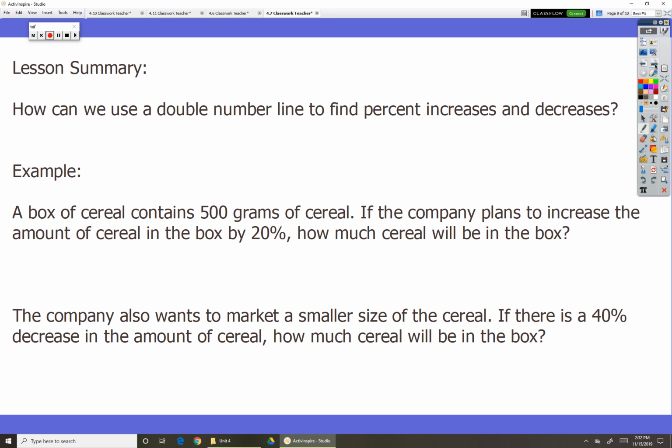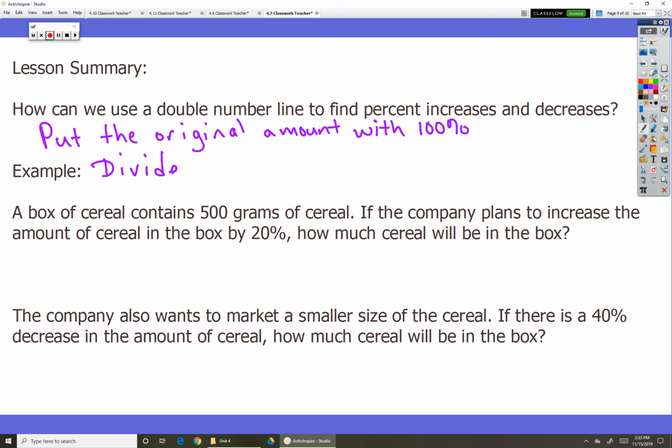So how can we use a double number line to find percent increases and decreases? Well, you're going to put the original amount with the 100%. And then you're going to divide the lines into, we're going to say, convenient amounts. So if you have a 10% increase, you're probably going to divide it into tens.